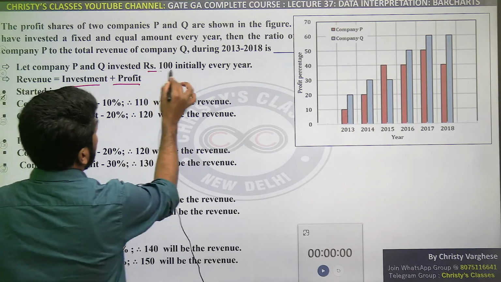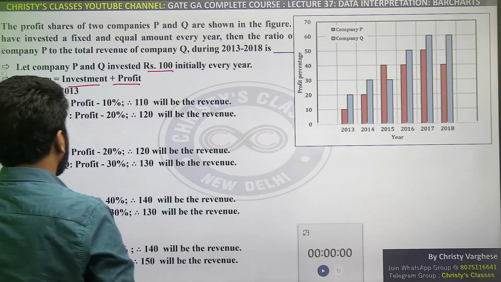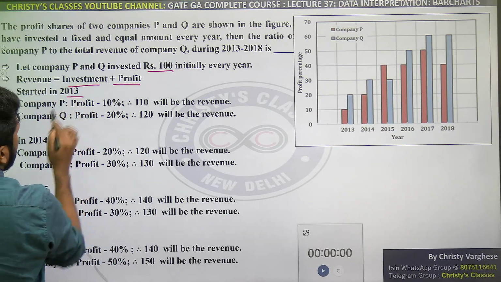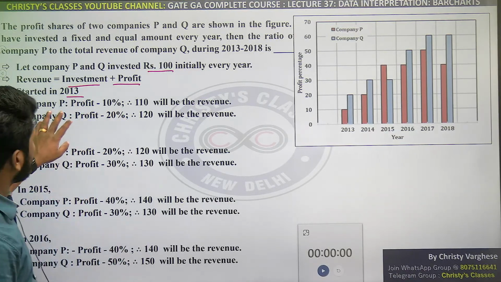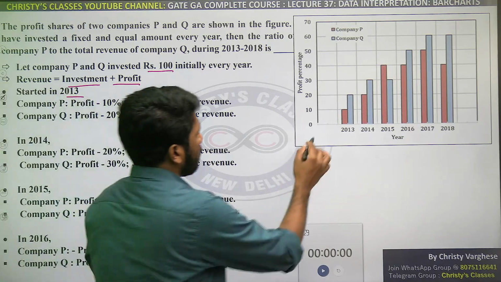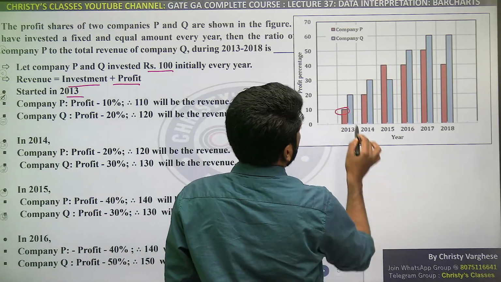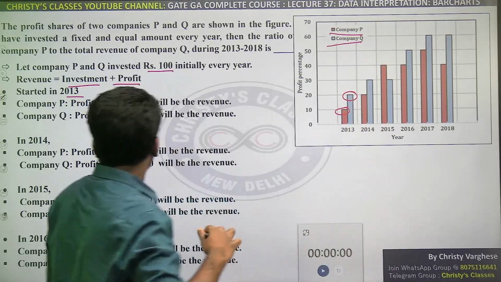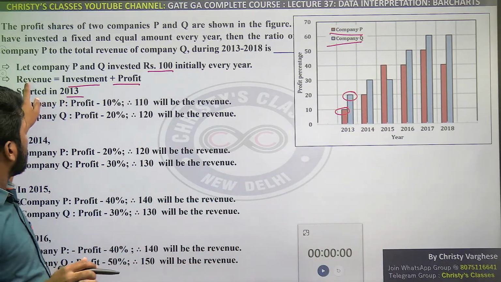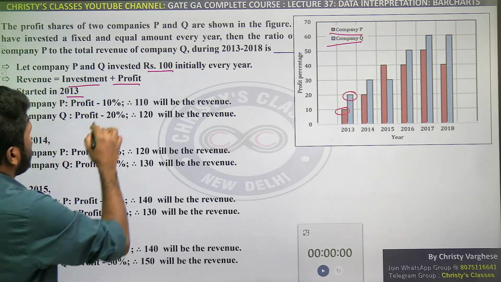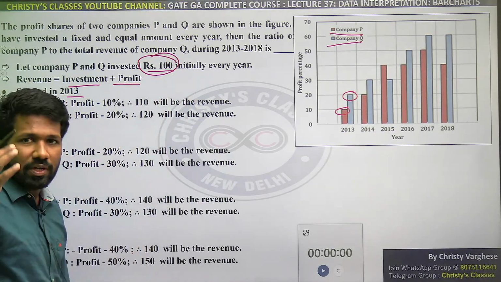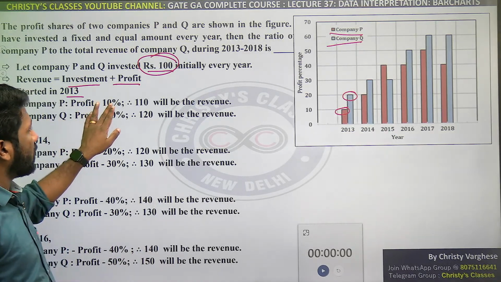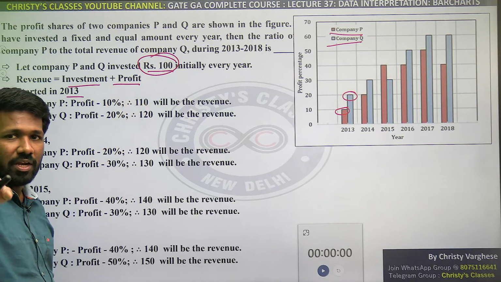So as I told, 100 rupees is considered as an example, a fixed and equal amount as the investment. We start with 2013. What is mentioned for 2013? 10% for company P and 20% for company Q. So 10% will be 10 rupees. 100 plus 10, 110. Yeah, mental math.